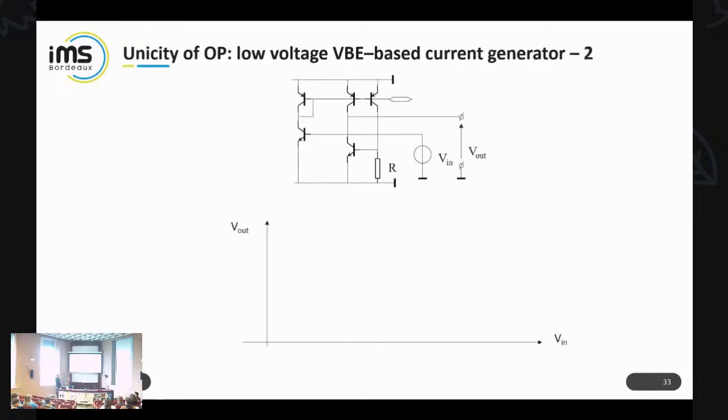So it's quite easy to do that. For instance, at the very beginning, as soon as Vin is lower than VBE, this transistor is not conducting. So everything is zero here. And this point is either zero if this transistor is off, or in between because of the equilibrium between those two transistors. Here I choose to put it in between, but it can be zero as well. And then when you arrive at the value, this transistor starts conducting, so it injects current everywhere.